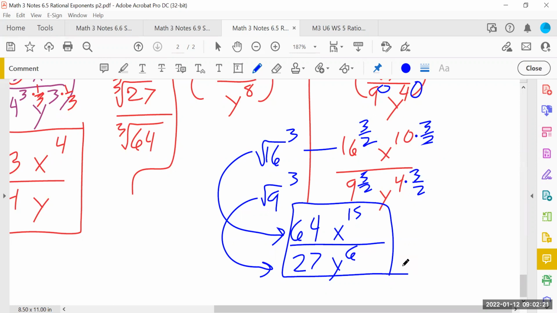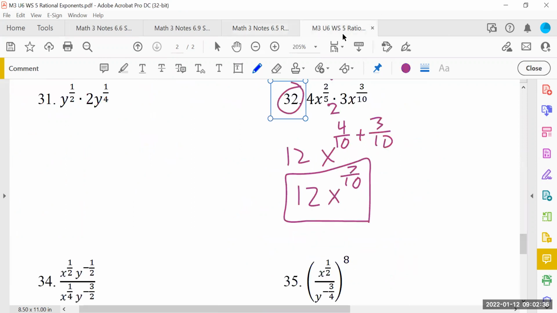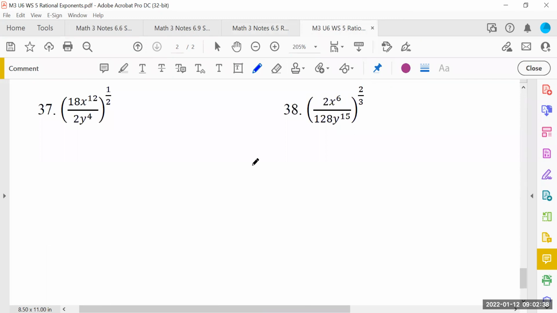Now, I want you guys to try, I want you to try 38. 38 is harder than 36. So try 38. If you guys need help with 34, we can go over that one too in just a moment. But right now I want everybody to try 38.